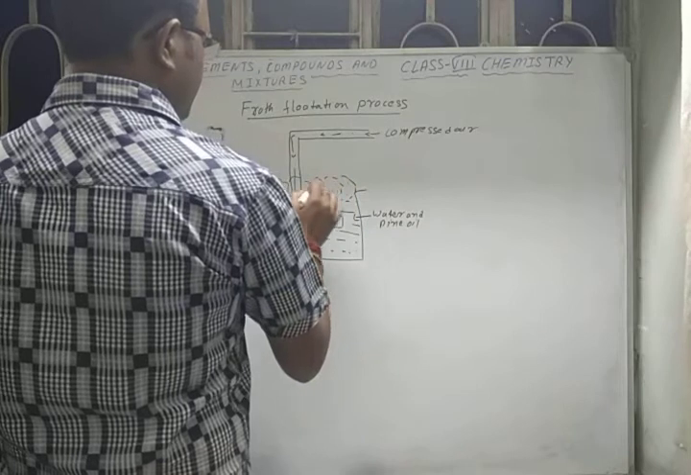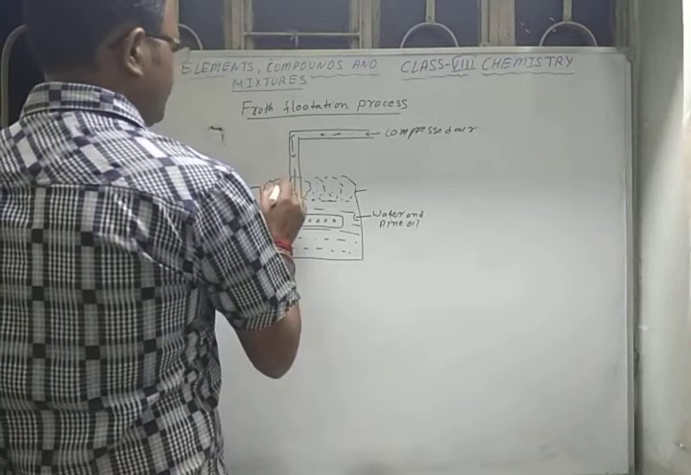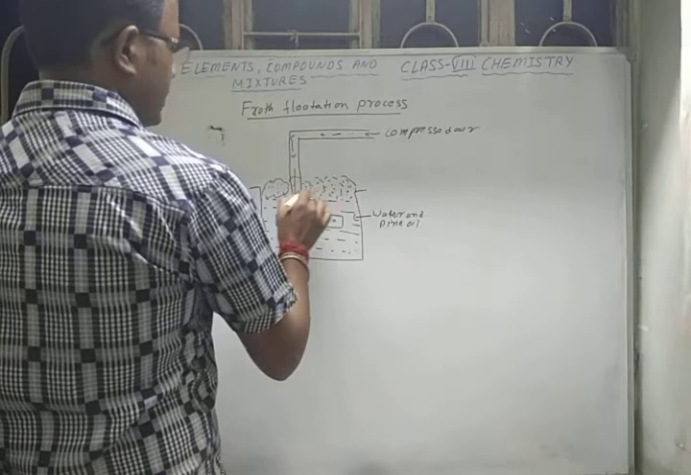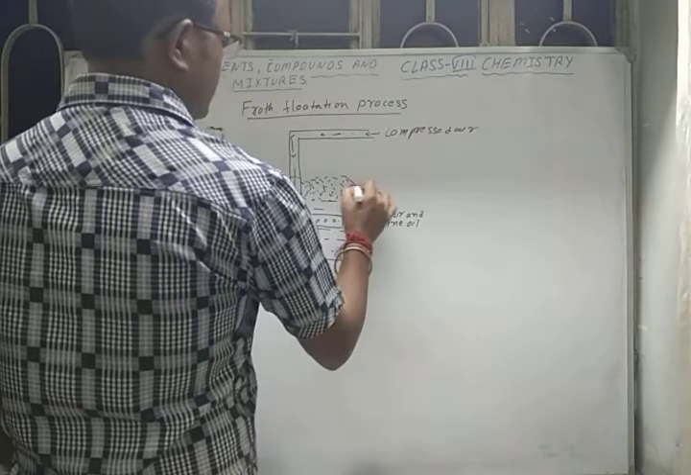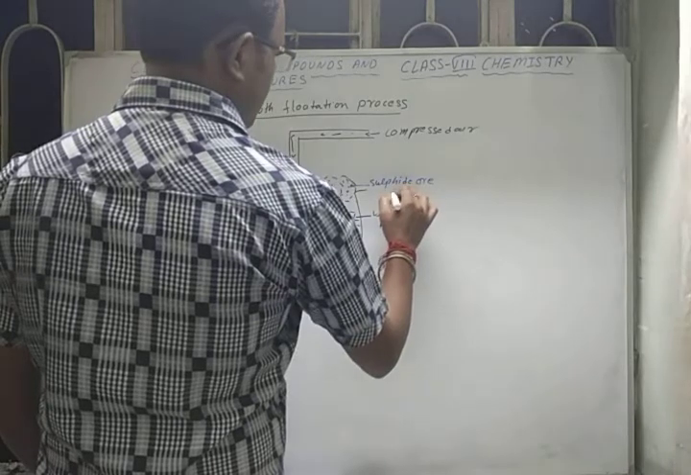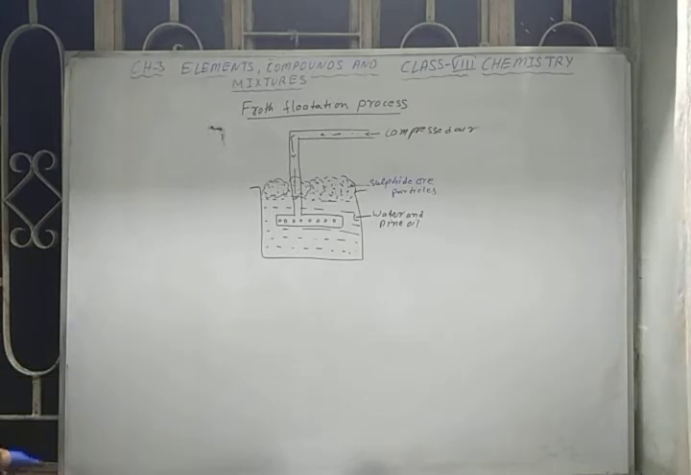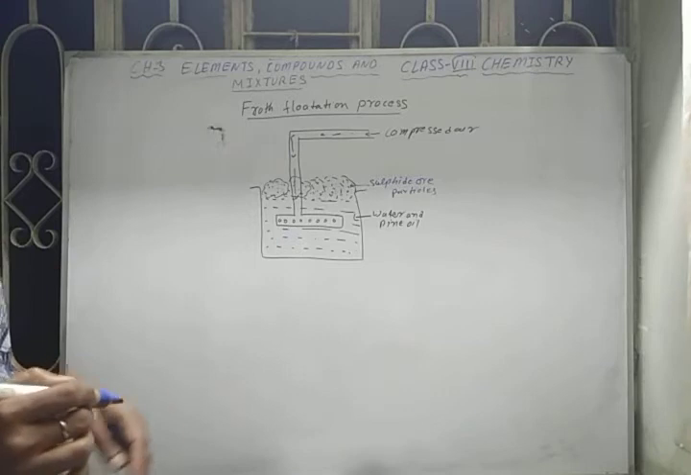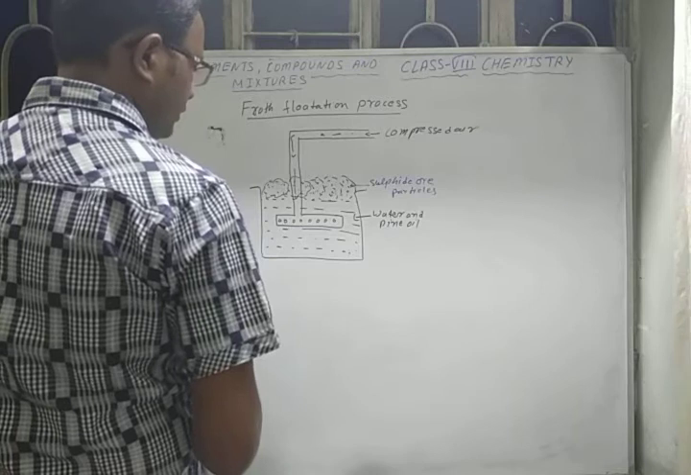So you can see here some dotted particles. If I draw with a different color, these dotted particles are nothing but sulfide ore particles. These sulfide ore particles are carried with the froth, and the impurities which are present in the ore become heavy and settle down at the bottom.